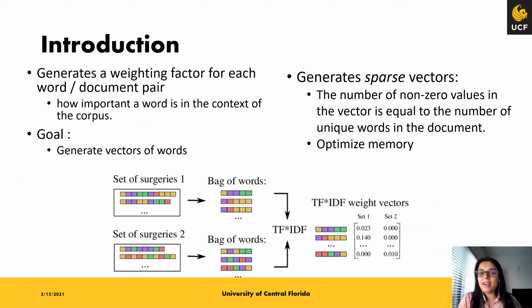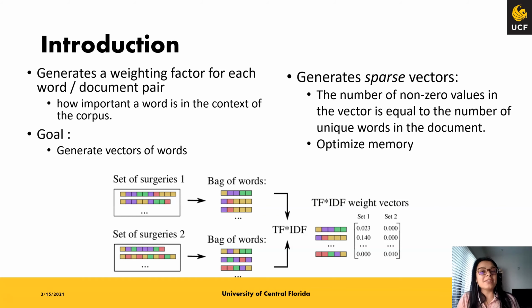So the TF-IDF will generate a weighting factor for each word and document pair. How important is a word in the context of the corpus? And that's what TF-IDF does. It not only checks the frequency of the word, but also gives a number, a weight, that says what the importance of that word is for that document. And the goal is to generate vectors of words. Again, our end goal is to have a representation of a word in a numerical form.